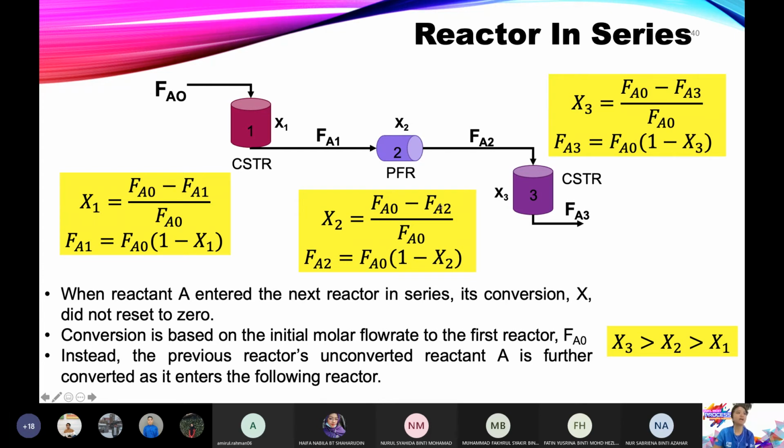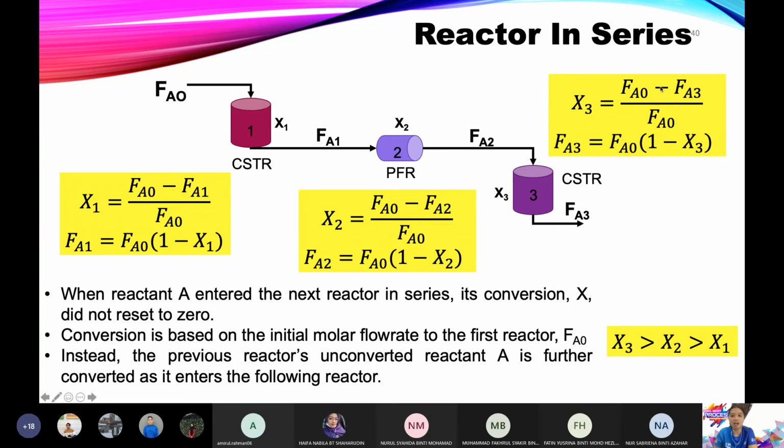So 100 minus 40 bahagi dengan 100, you get 60%. So reaktor pertama katakan 40%, reaktor kedua naik lagi conversion kepada 60%. So when you rearrange, you get Fa2 equals to Fa0 in bracket 1 minus X2. Okay, so that's for reaktor kedua.